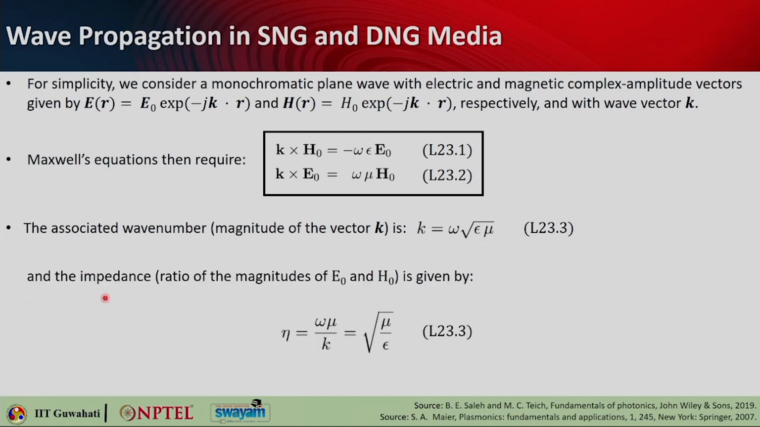Another parameter is the impedance, which is the ratio of the magnitudes of the electric field amplitude and the magnetic field amplitude. You can calculate it as eta, given as omega mu over k, or simply you can write the square root of mu over epsilon. So eta can be directly written as the square root of mu over epsilon.